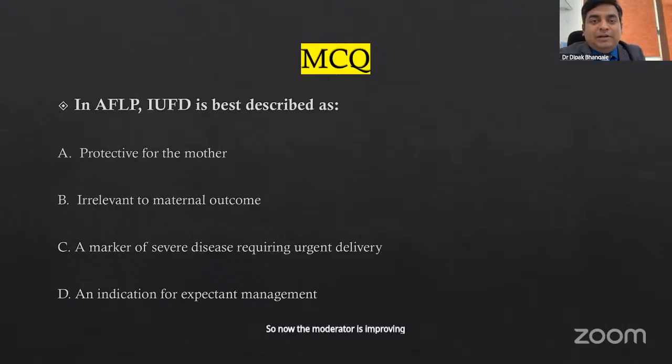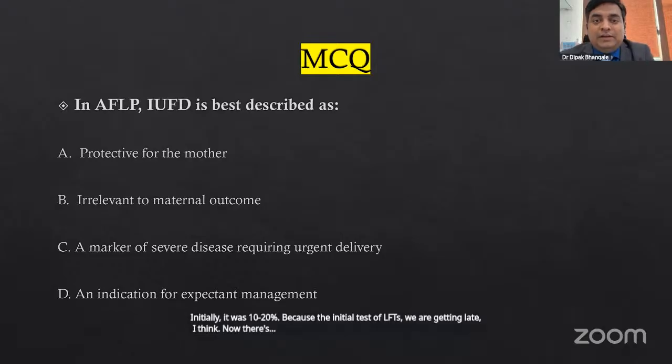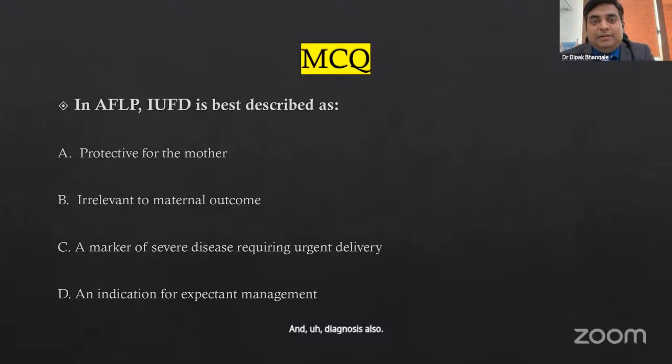Now the mortality is improving. The textbook mortality is 1 to 2%. Initially, it was 10 to 20% because we were getting the initial LFTs late. I think now our threshold to do the LFTs is very low, and the diagnosis is also getting picked up early. The better ICU care and everything has helped. So it's almost 1 to 2% mortality rate. The maternal mortality rate I am talking about.